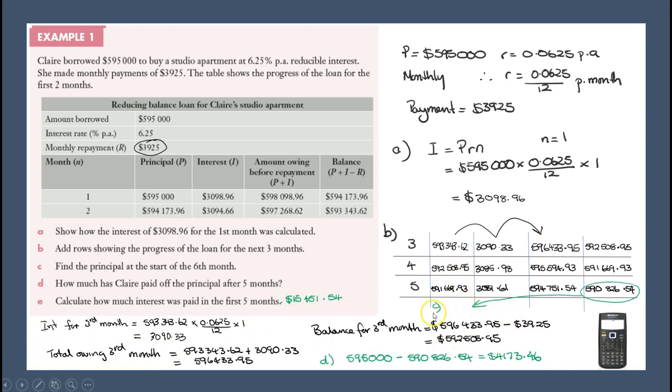You can see I have answered part C by taking the value from the end of the 5th month. That would become the amount owing at the 6th month. The amount she's paid off is the difference over the 5 months, and the interest is the sum of this column and all of here.